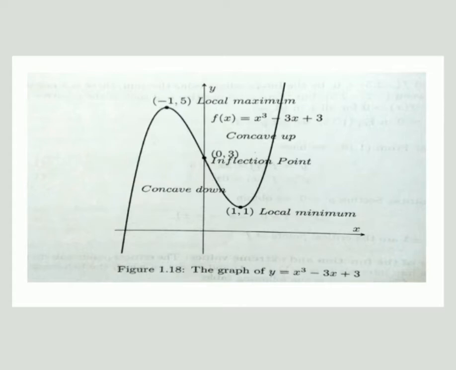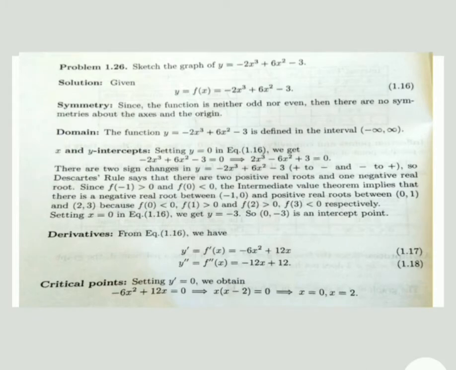Next, move to the next problem. Sketch the graph of y equal to minus 2x cube plus 6x square minus 3. First we have to find the asymptote. The given function is neither an odd nor an even function, and it has no asymptote. Next, the domain is minus infinity to plus infinity. We have to calculate the x and y intercepts. By setting y equal to 0 we obtain minus 2x cube plus 6x square minus 3 equal to 0. Negative to positive, or otherwise bring these terms to the right hand side.